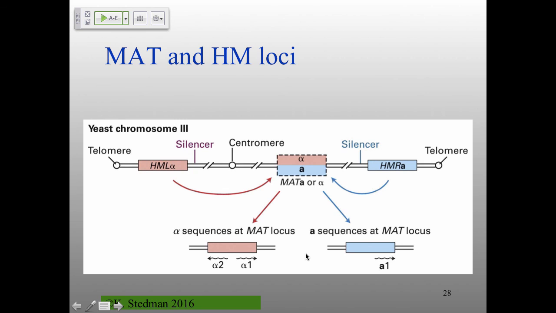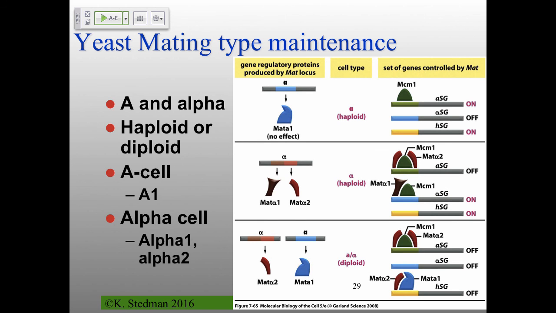But once you've done that, now your cell has to be either A or alpha. How is it staying A or alpha? It's one of these two states, either alpha, which has two gene regulatory proteins expressed, or A, which has one gene regulatory protein expressed. How do these guys interact with each other? They have basically three different sets of genes which they're going to regulate. One is A-specific genes, the other one is alpha-specific genes, and then we also have haploid-specific genes. So if you have now fused and you're now a diploid cell, you're going to want to express different genes than you would if you're a haploid cell. So you have three different possibilities here.